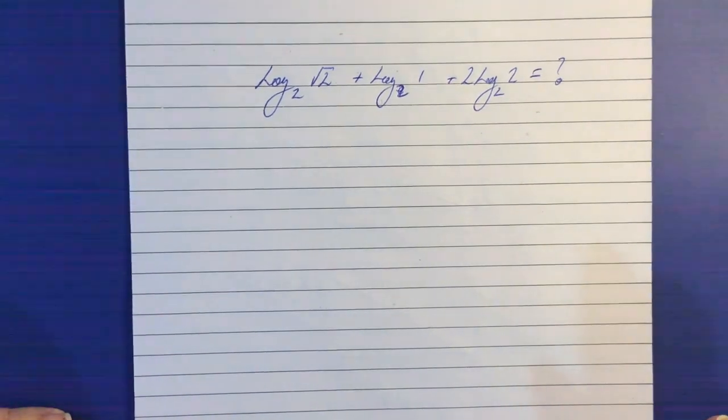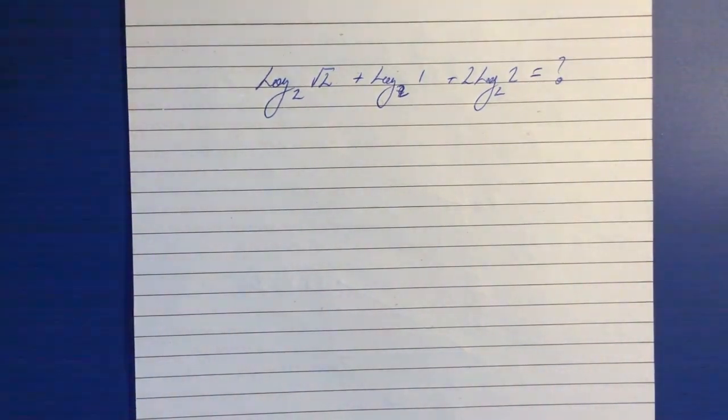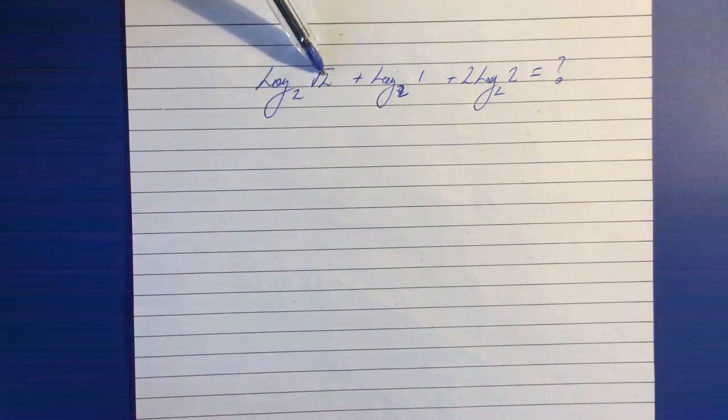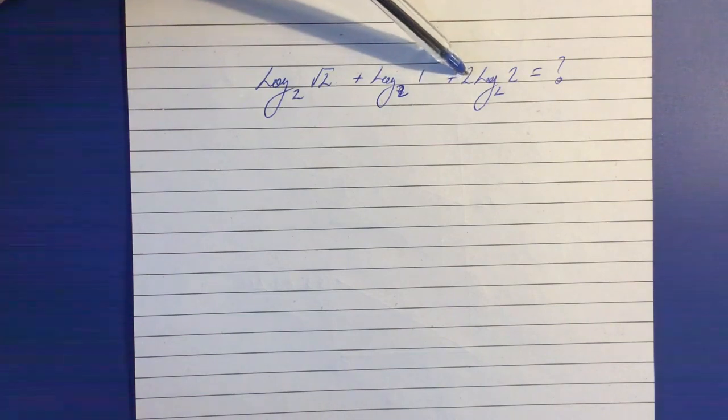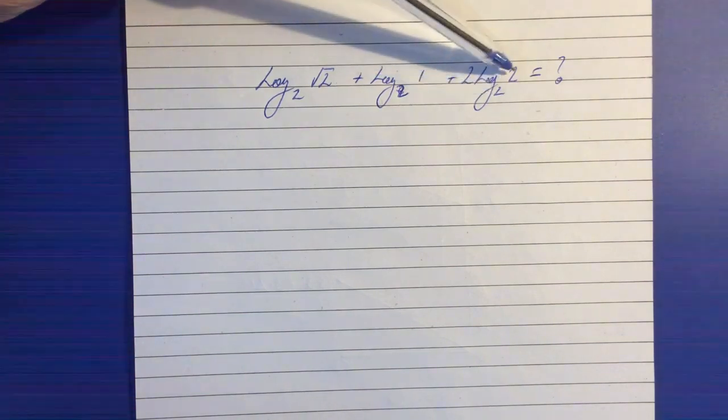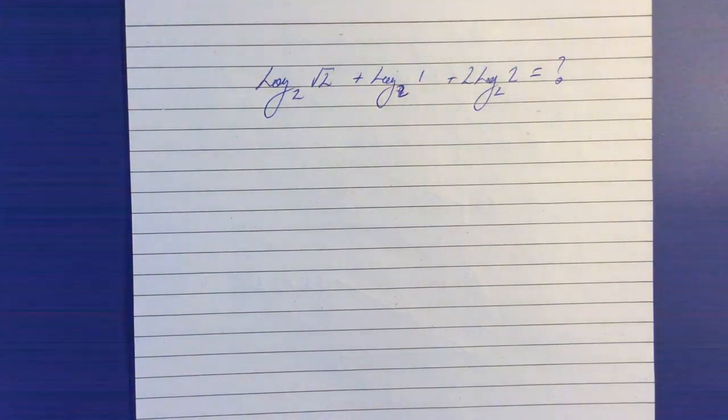Let me just read through it so that you don't have to translate my handwriting. Log base 2 of root 2 plus log base 2 of 1 plus 2 log base 2 of 2 is equal to what?